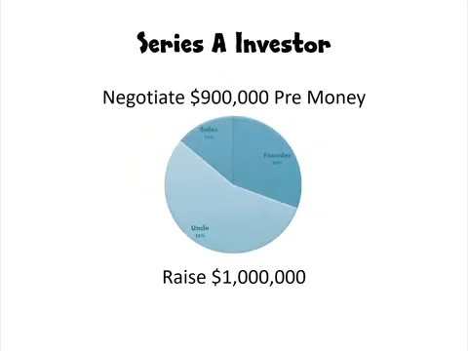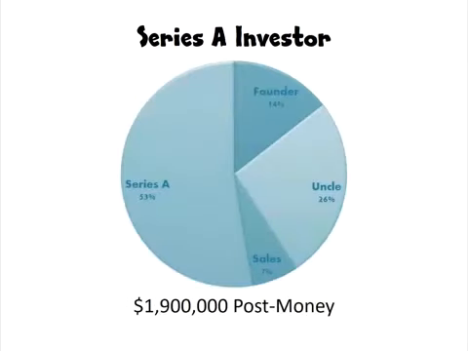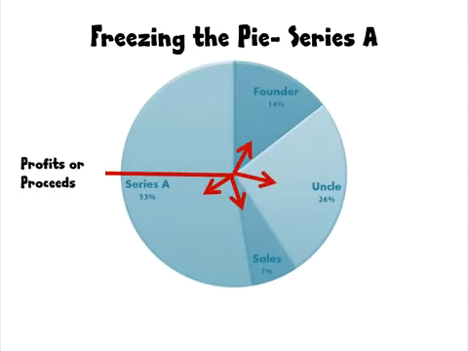The other time you freeze the pie is when you raise money. So in this example, let's say we negotiated a pre-money valuation of $900,000. We raised $1 million. This means this company is worth $1.9 million, which sells 53% of the company. We use that money to pay our salaries and our expenses and our marketing and our growth. And now when the profit comes out, we split it with our Series A investor. So the people that are participating in the original pie still have their fair share of the investment. And the Series A person comes in as well.